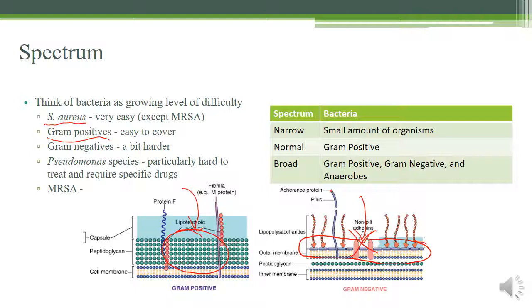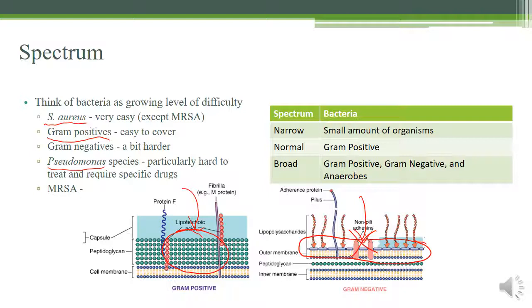Now, one of the gram-negative species, Pseudomonas, is particularly difficult. It is a hospital-acquired disease, and it requires specific drugs. It has developed mechanisms of resistance to a lot of our drugs, and it can cause a lot of very deadly diseases, which I'm sure you'll learn throughout your module.